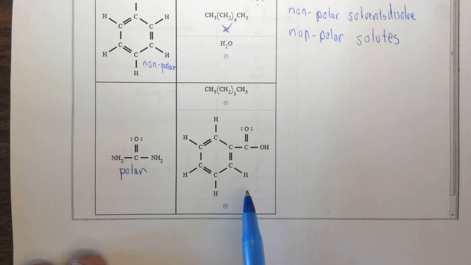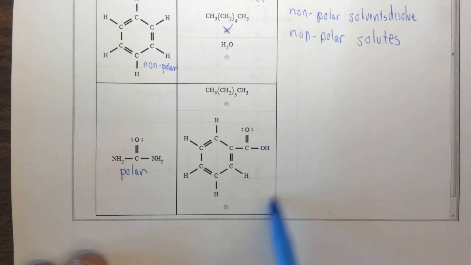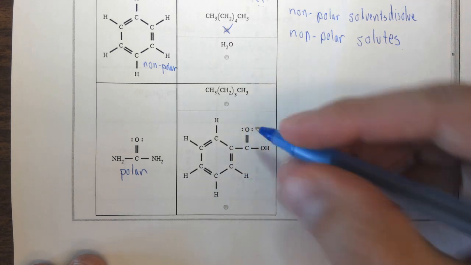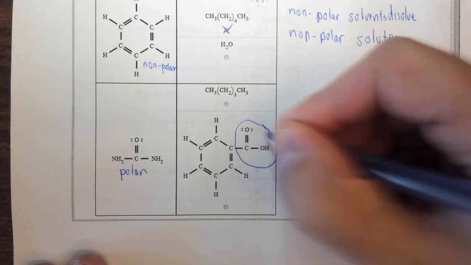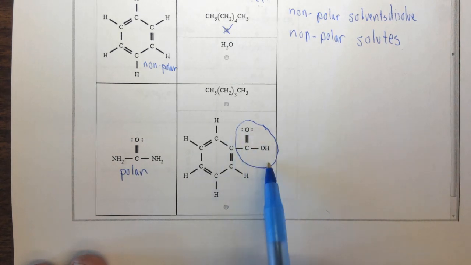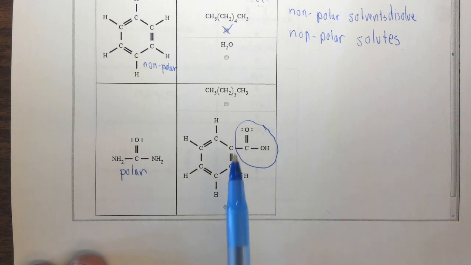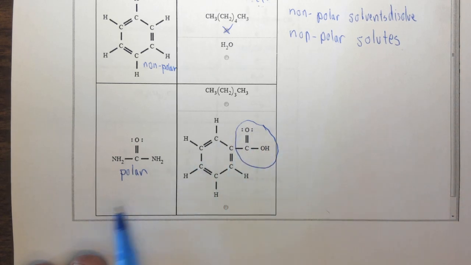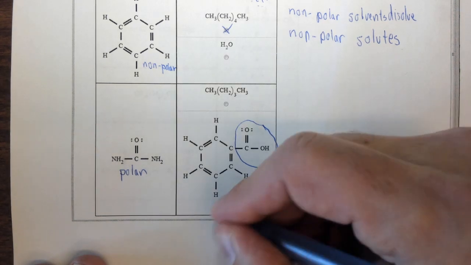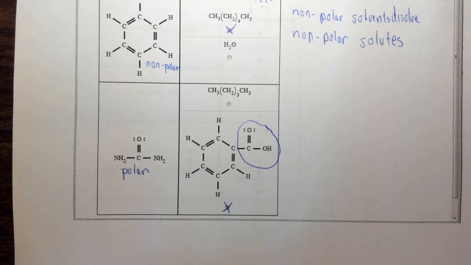or this molecule, which is technically a solid at room temperature, but at elevated temperature, theoretically you could melt it. This isn't technically a solvent, but you'll notice here that it has what's called a carboxylic acid group, which is a C double bond O, which is polar, and even an OH, which is capable of hydrogen bonding. So this molecule, benzoic acid, is polar. This molecule, urea, is polar. So your better solvent is this one for the polar solute.